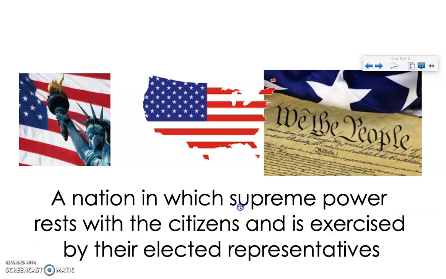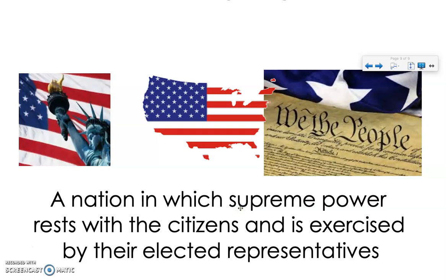We are a nation in which supreme power rests with the citizens and is exercised by their elected representatives. So kind of a wordier version of what I just said to you. We decide as people, when you are 18 or older and you go out and vote, you choose people who are going to represent you in government and hopefully vote for laws and policy that meet your philosophy or values, moral system. Okay? So obviously this is a really surface level view of all of these big concepts that we're going to be talking about repeatedly over the next several weeks.